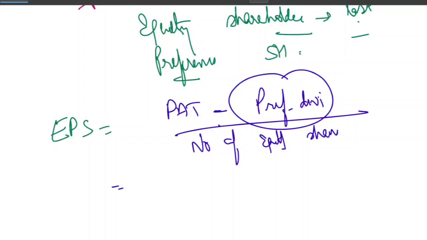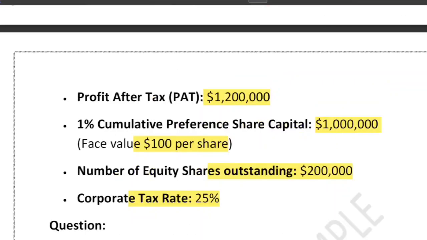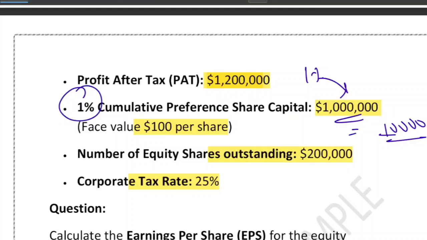Now PAT they have already provided. So how much PAT is it? I think it is $12 lakh. Yes, $12 lakh. Now how to compute the preference dividend? Preferential shareholders get a fixed dividend, that is 1% on their capital. So 1% of this, I think 10 lakh, which is 10,000. So this is the preference dividend, 10,000, because they have given 1% cumulative preference share capital. Yes, that is the 10,000.